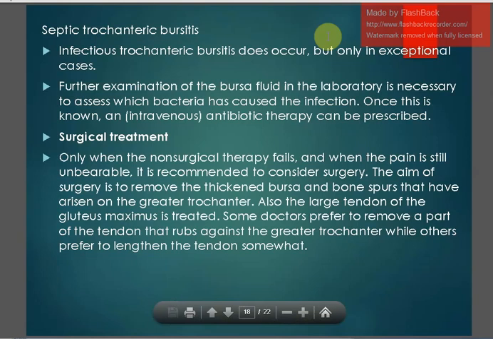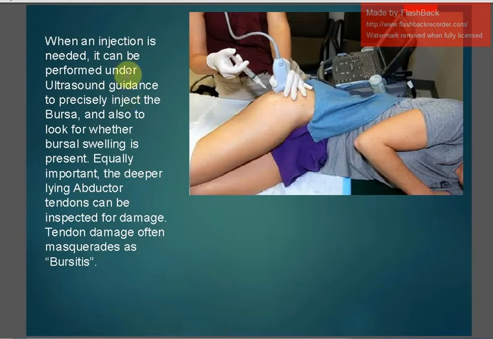Also, the large tendon of the gluteus maximus is treated, and some surgeons prefer to remove a part of the tendon that rubs against the greater trochanter, while others prefer to lengthen the tendon to some extent. This is a picture of an injection performed under ultrasound guidance into the bursa, and also to look for whether the bursal swelling is present. Equally important, the deeper lying abductor tendons can also be inspected for any kind of damage. Tendon damage often overlaps or covers the bursitis, or it is closely associated with bursitis.